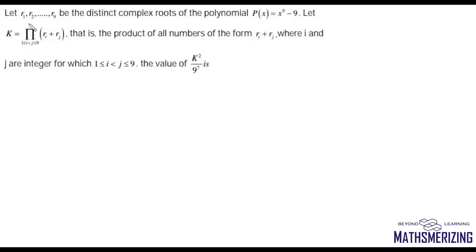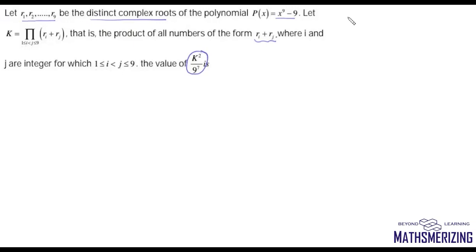Someone asked me this beautiful question in complex numbers, and the question is, let R1, R2, R3 up to R9 be the distinct complex roots of the polynomial P(x) = x to the power 9 minus 9, and let k equals this product where i is greater than equal to 1 but less than j, which is less than equal to 9, ri plus rj, that is the product of all numbers of the form ri plus rj, where i and j are integers for which i is less than j and they lie between 1 and 9. We need to find the value of k square upon 9 to the power 7.